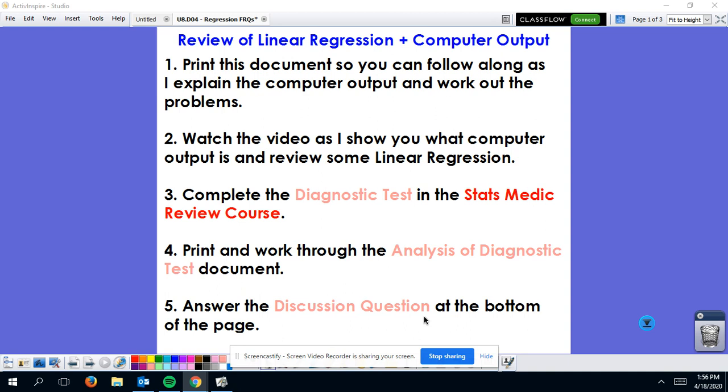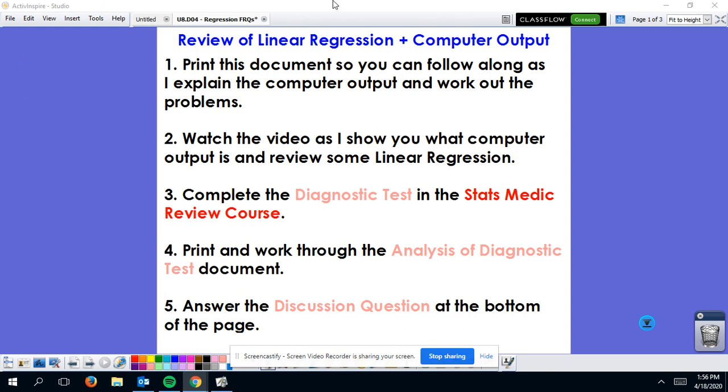But I did want to take some time today to go over our plan for the next couple of weeks and also to show you one quick thing about linear regression, to review that in video form and to show you one last thing about it. So my recommendation for today is that you print the document on the website or on the Google Doc, wherever I put this, so that you can follow along.